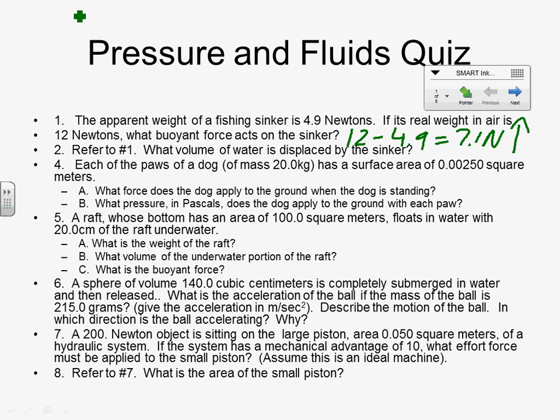Now, problem number 2 is going to be a little more detailed. Remember that the weight of the water displaced is the buoyant force. What we're trying to find in problem 2 is the volume of the water that's displaced. So we know the water weighs 7.1 newtons. We need to figure out the volume of that 7.1 newtons. So we're going to go to a slide where we have a little space. Some things that we need to remember.